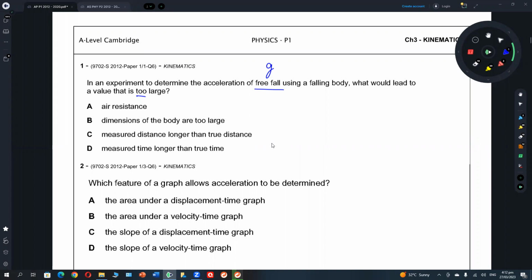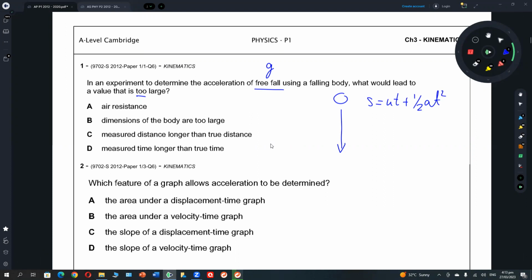Now you have to see this MCQ. And the question says that acceleration of free fall using a falling body which would lead to a value that is too large. So it means he must have dropped something like this, and he's working out. This is the famous experiment of free fall, and he must be using an equation of motion to determine the acceleration of free fall.